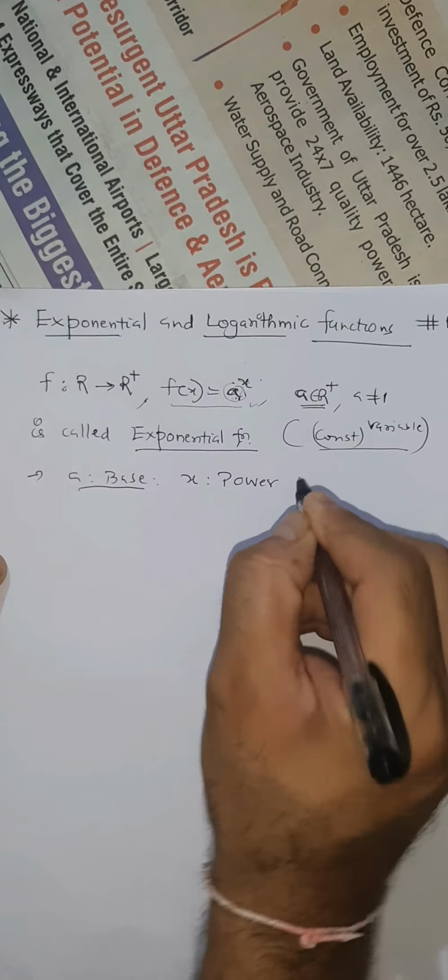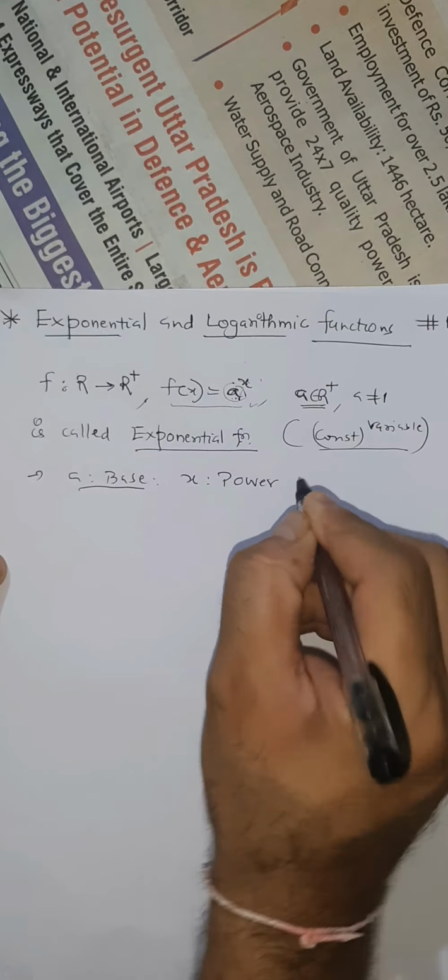Fourth one, if you have division to any base a, then it becomes subtraction. So log x to the base a minus log y to the base a. Division becomes subtraction and multiplication becomes addition.